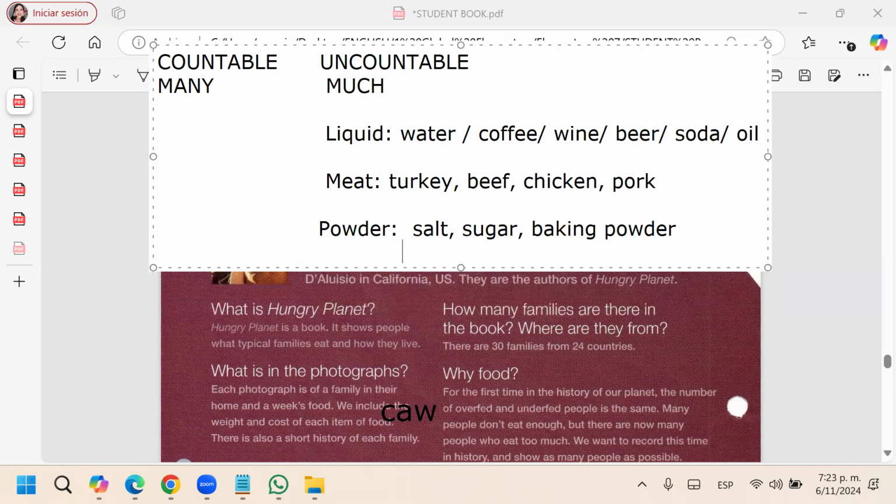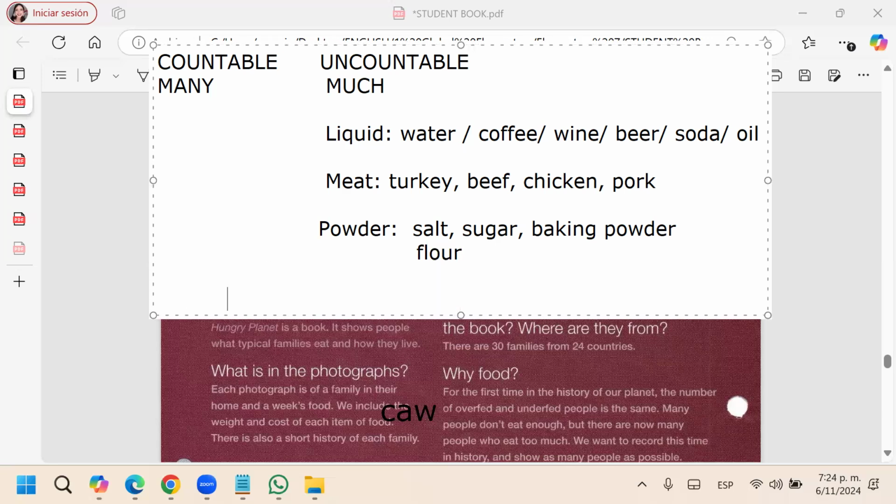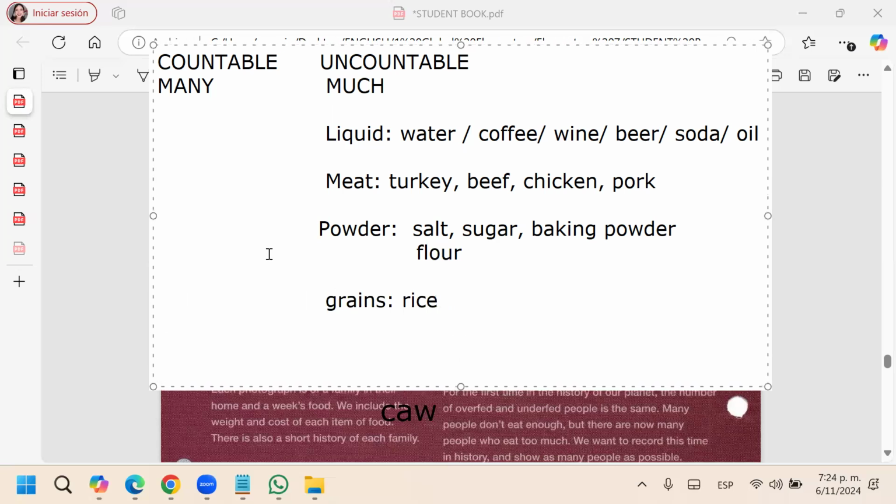The same happens with the flour. Any kind of flour is also uncountable. With the grains, for example, the rice is uncountable. So all of these things that you see here, most of the time, need a container, because you cannot say three chickens, 3 turkeys, two salts, 2 baking powders.